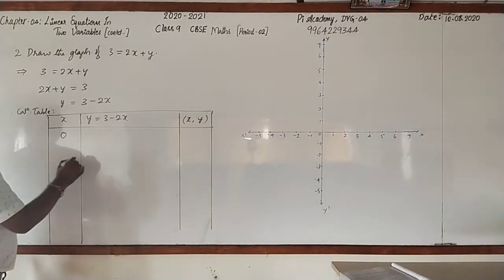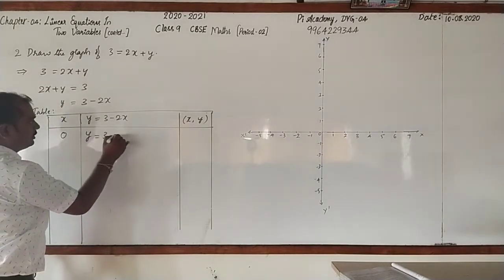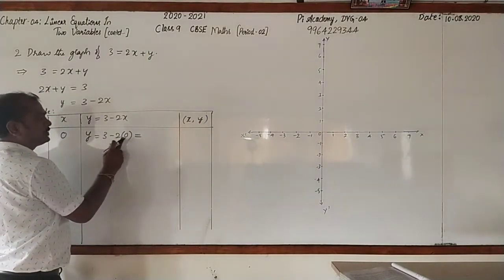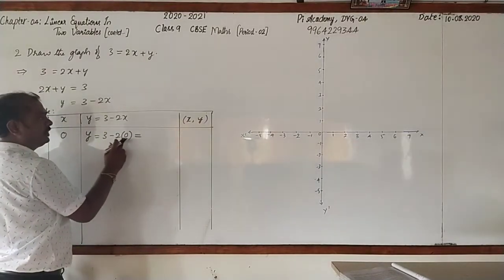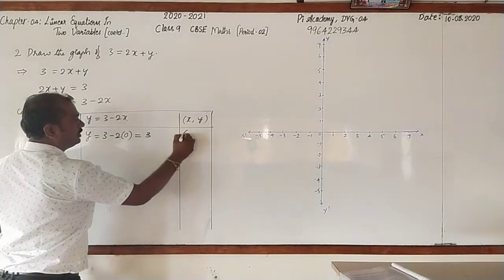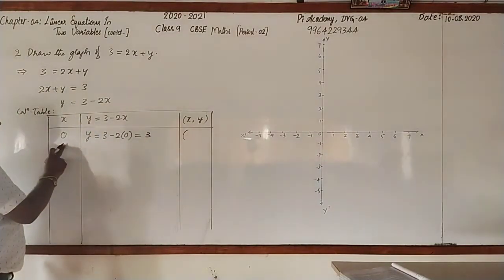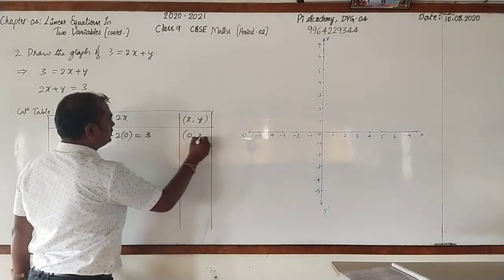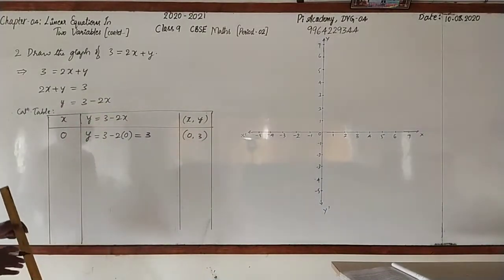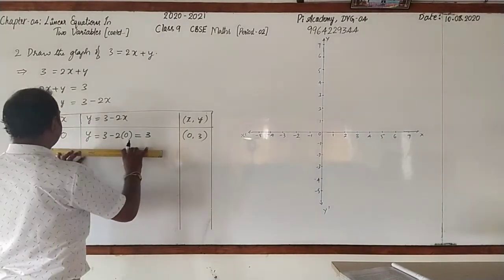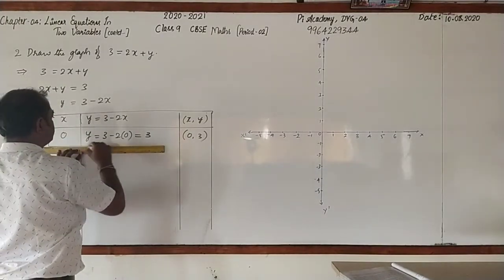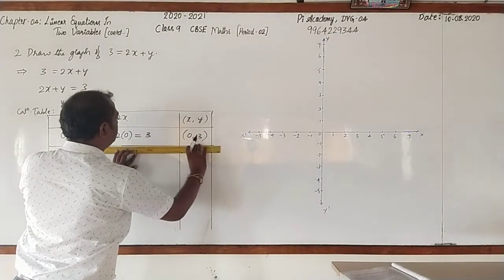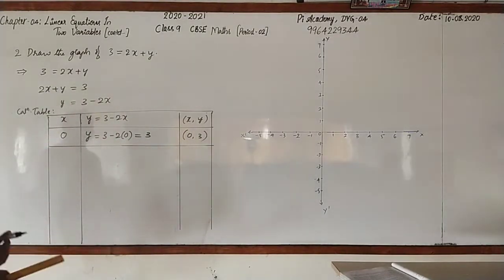If x is 0, y is equal to 3 minus 2 into 0. It's equal to, what is 2 into 0? 0. 3 minus 0? 3. Now coordinate point is 0, 3. When x is 0, y will be 3. Now take scale and pencil. Again, draw the line. I have already told you 2 points are enough. If you want, you can go for finding some more.